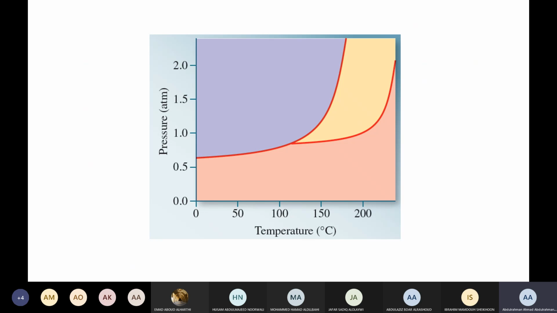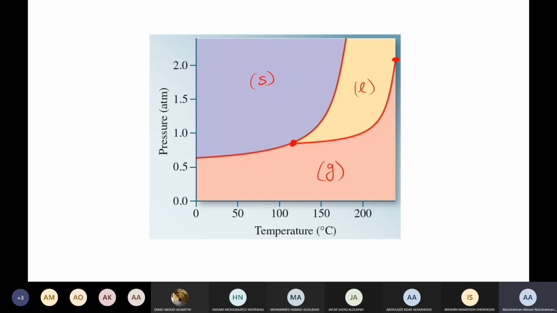In this diagram, what's this point called? Triple point. What's this side? What's the phase of this side? Solid. This one? Liquid. This one? Gas. What's this point called? Critical point. Critical temperature or critical point. Yes.